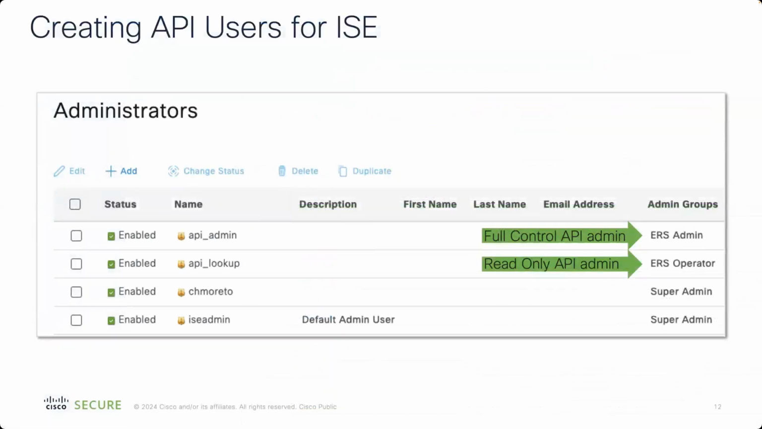So if we take a look at the administrators that I have created, I created an API admin and API lookup admin. One's an ERS admin, ERS operator. So we have a full control and a read-only admin that we can see here. But one thing to note is a super admin is a part of every group. So super admins also have full control over your APIs. So that means your default ICE account is a super admin, and that account can be used for API.